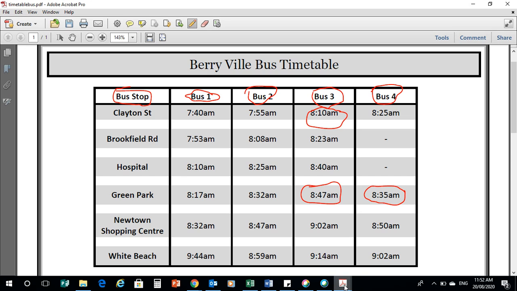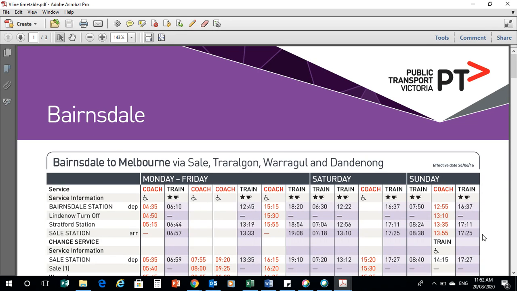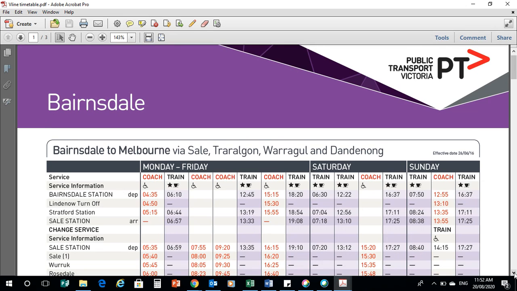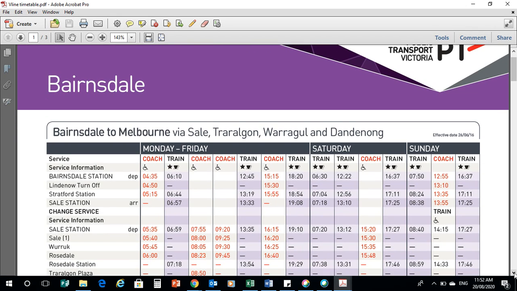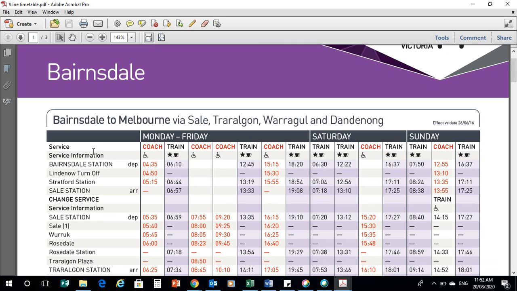So that's how a very basic timetable will work. I'll show you a slightly more detailed one, which we'll use. This is the real timetable for Bairnsdale to Melbourne. Once again, remember over this side, that is where all the stations are. We've got Bairnsdale Station, then Lindenow, Stratford, Sale, and all that, and then it says change service, and so on. Now, what you have to really pay close attention to is the headings. The headings are up there.